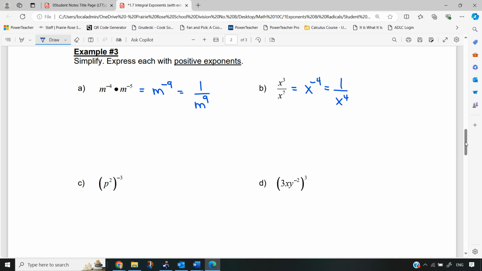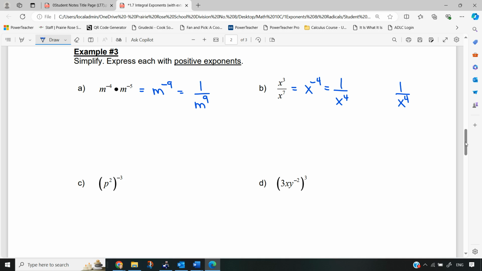I'll look and say that 7 is bigger than 3, so I know that my final answer is going to have an exponent in the denominator. So I might think about this as dividing or subtracting in reverse. If I think about this as x to the 7 minus 3, I'm going to have x to the 4th, but since 7 was bigger than 3, my 4 is in the denominator.